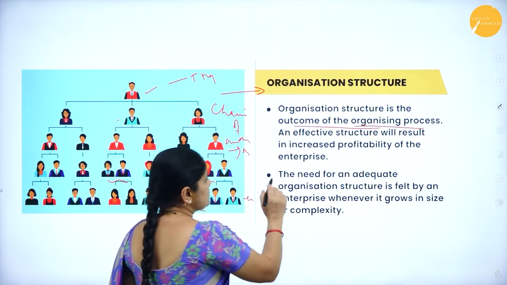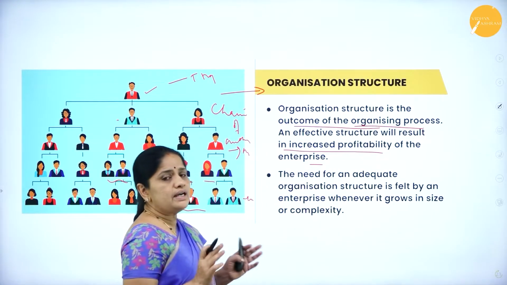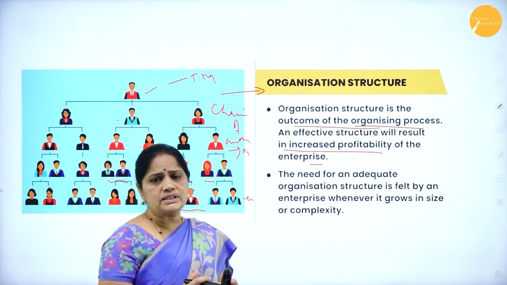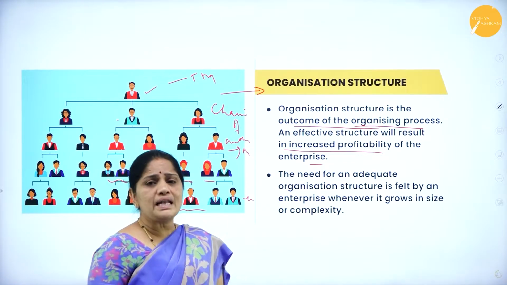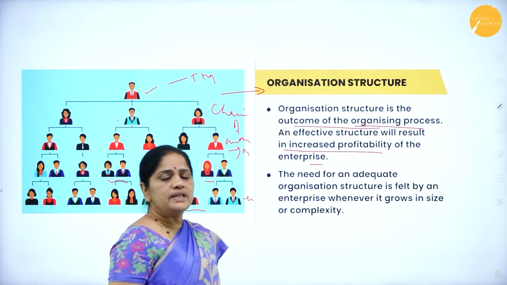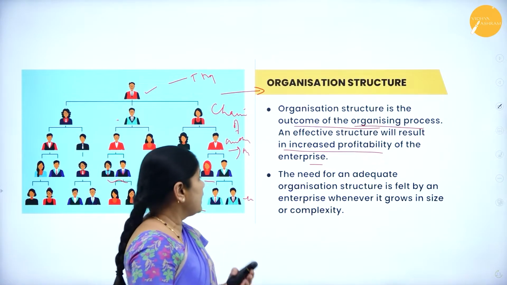Now, an effective structure will result in increased profitability of the enterprise. So, when you have a proper organization structure which is well clarified, well defined, only then can we have profitability of the enterprise. So, you can have a very good running enterprise.